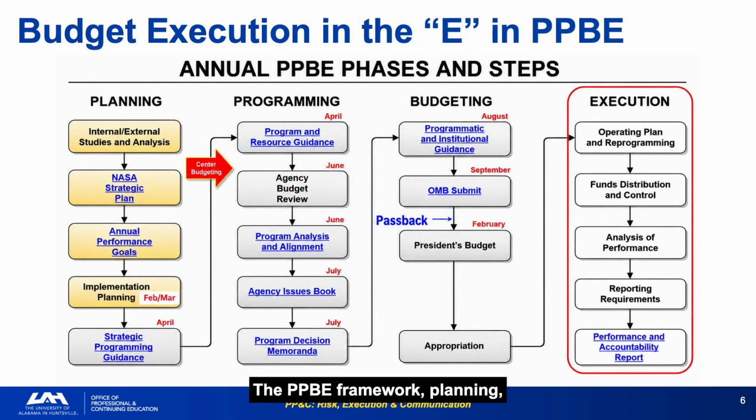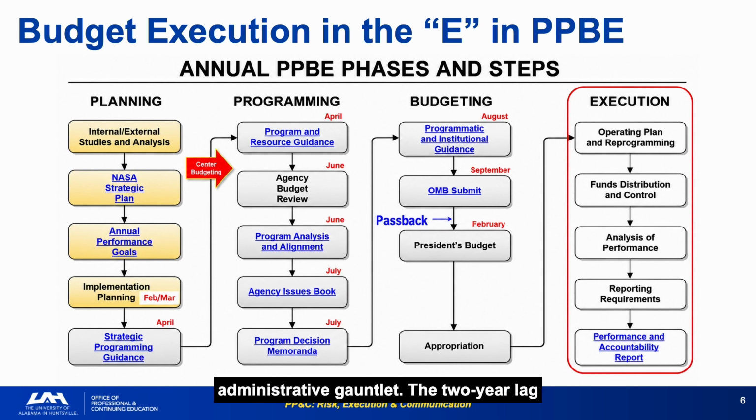The PPB framework, planning, programming, budgeting, execution, positions execution as the final phase where all the planning and formulation work gets translated into actual spending. The passback step in February/March is where OMB responds to agency budget submissions with adjustments. By the time execution begins in October, the numbers have been through the full political and administrative gauntlet.